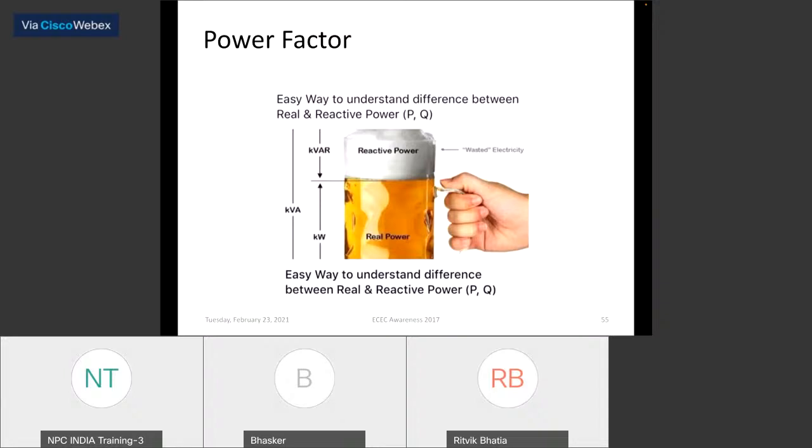If you take a glass of beer, the beer just below, which you can see as the beer, is the real power. What you can see above the real power is wasted electricity, which is known as reactive power, which has no taste actually. But you are using the kVA, which is shown on the first line.